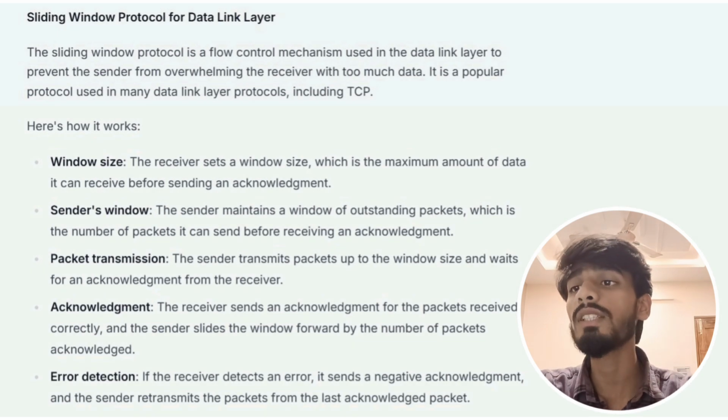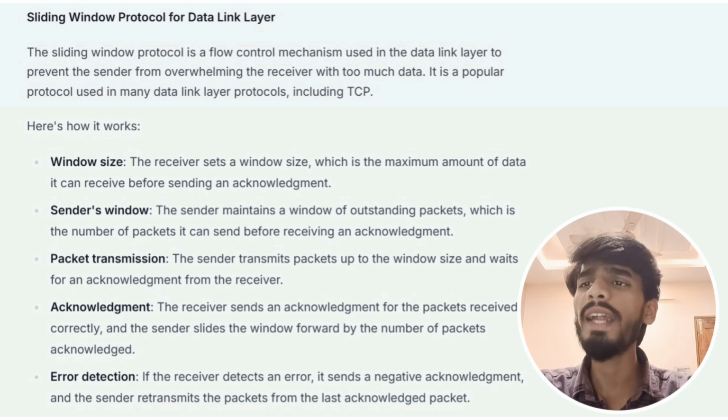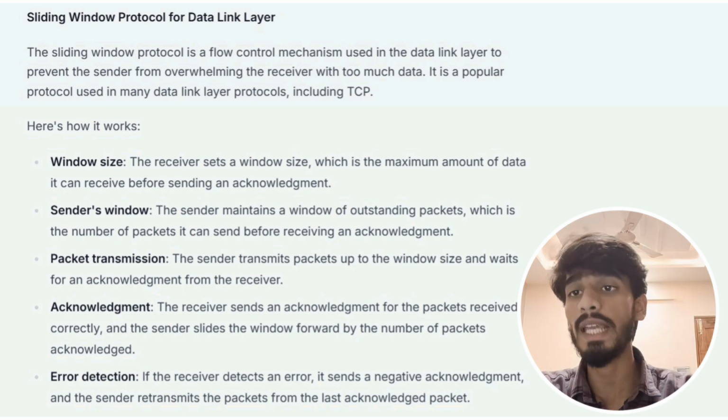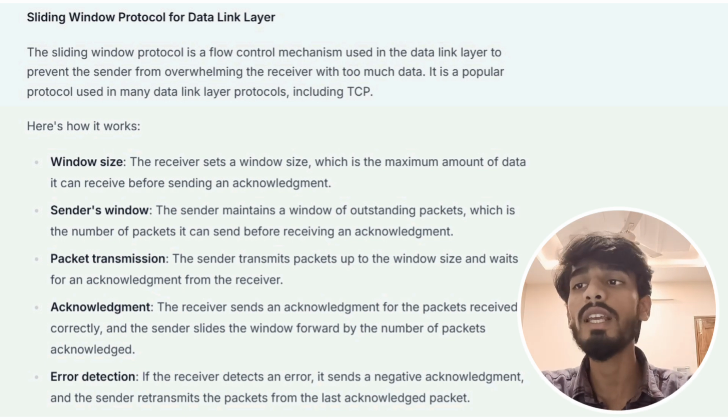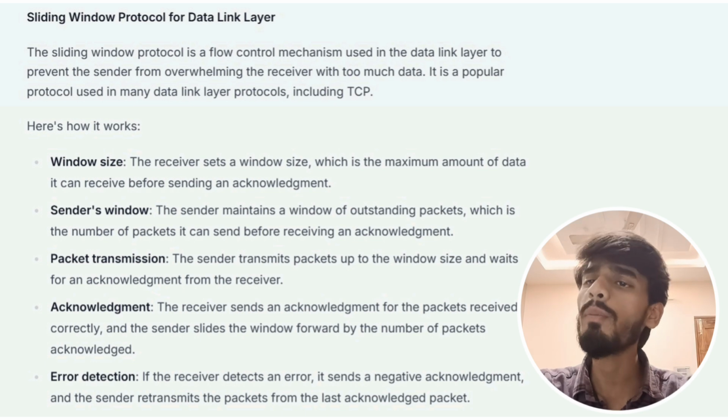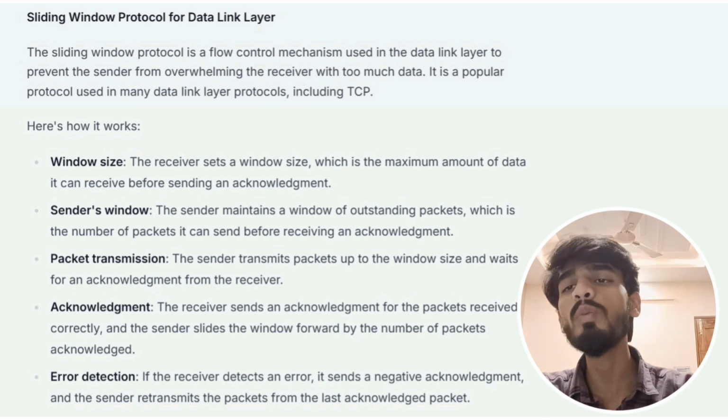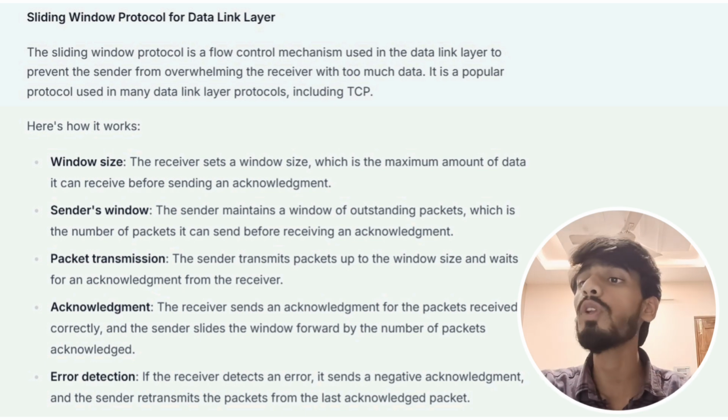Next, let us discuss sliding window protocol for data link layer. Sliding window protocol is a flow control mechanism used in the data link layer to prevent the sender from overwhelming the receiver with too much data. It is a popular protocol used in many data link layer protocols, including TCP. How does it work? First is window size.